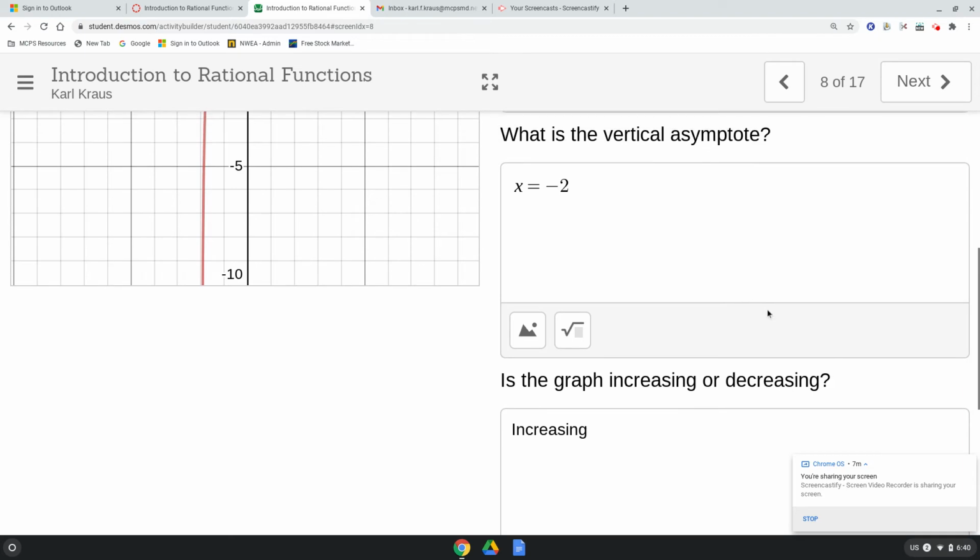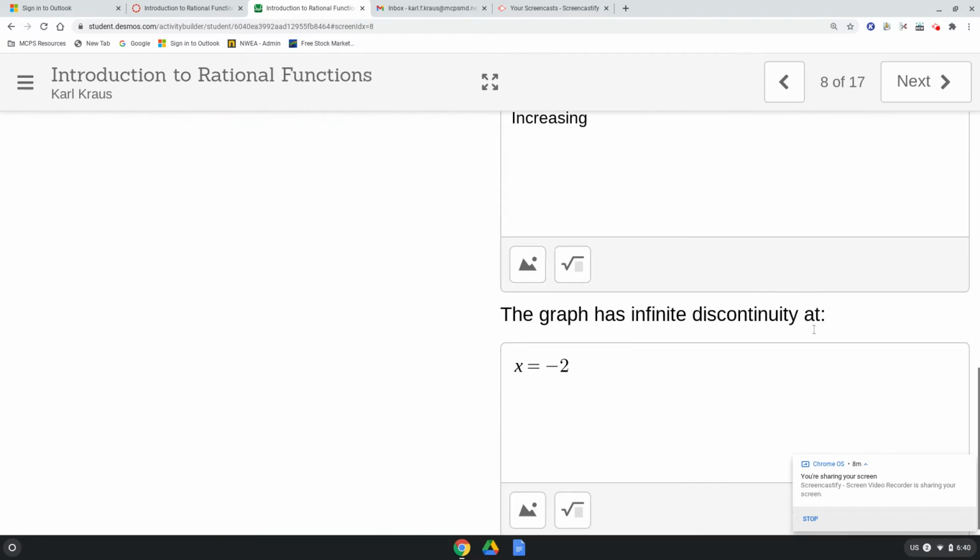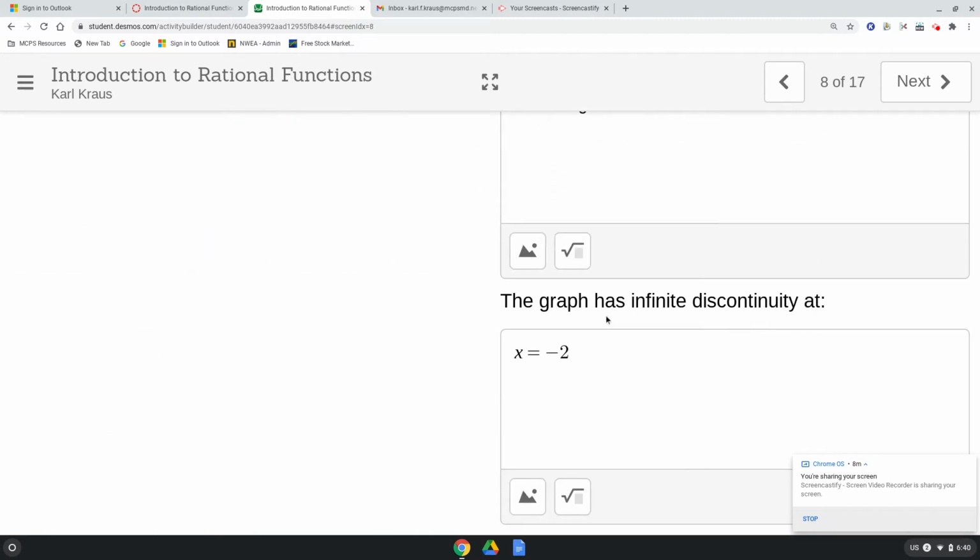Is the graph increasing or decreasing? This one, as I go from left to right, the y values increase, so the graph is increasing and has infinite discontinuity at the vertical asymptote x equal -2.